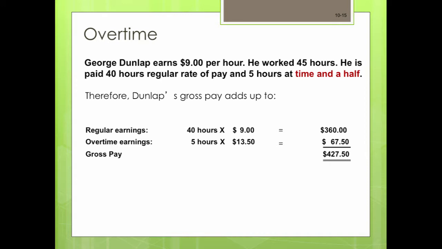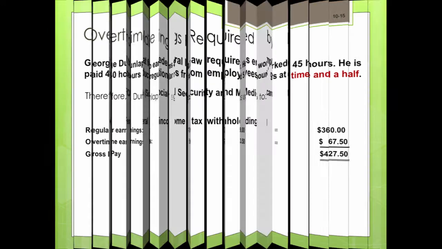So we will calculate that by first calculating the regular earnings. That's 40 hours times $9, which is $360. But then we have to figure out what that pay rate would be at time and a half. And all you'll do is multiply 9 times 1.5. So 9, or the rate of pay, times 1.5. And if you calculate that in your calculator, it will give you an hourly rate of $13.50. So you will calculate that rate for 5 hours, which is $67.50. So the gross pay here is $427.50.